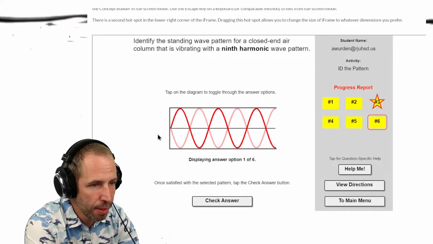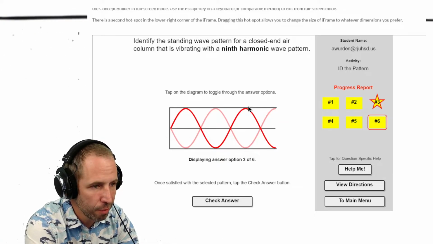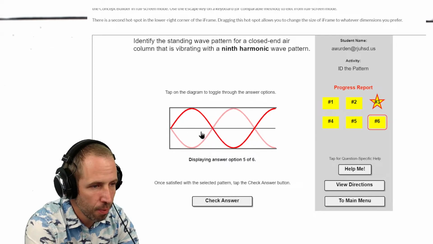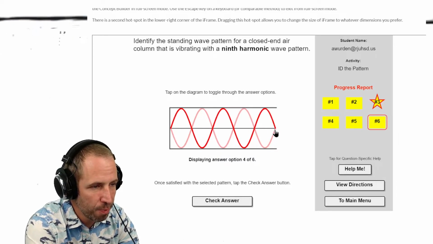All right, 9th harmonic. 1st, 3rd, 5th, 7th, 9th. Pretty close. Nope. Oh, hey, why was that a nope? Let's go back. That was a nope because it ended on a node. The open end has to end on an antinode.